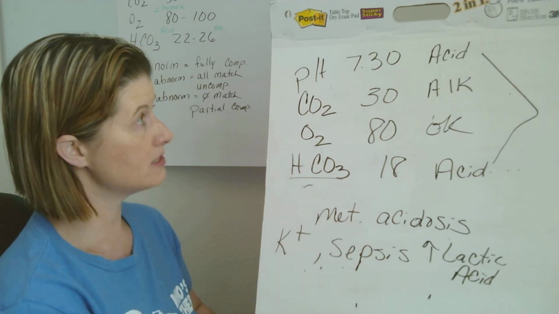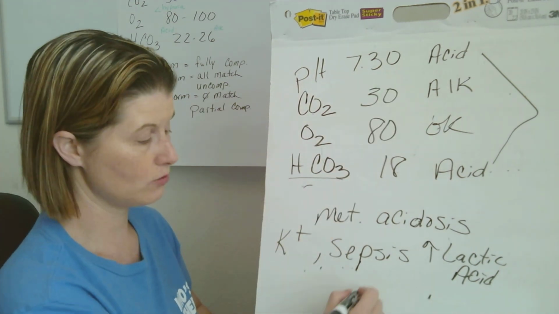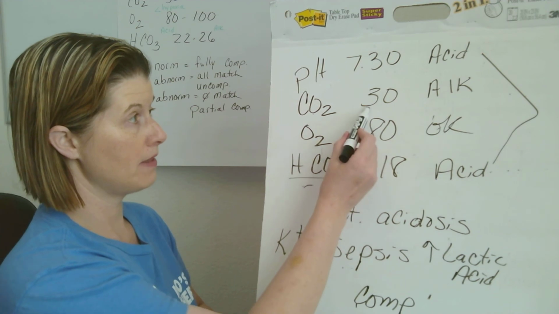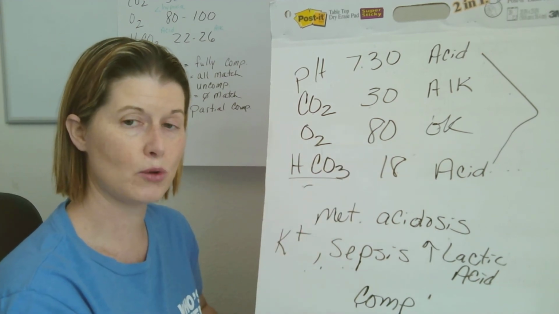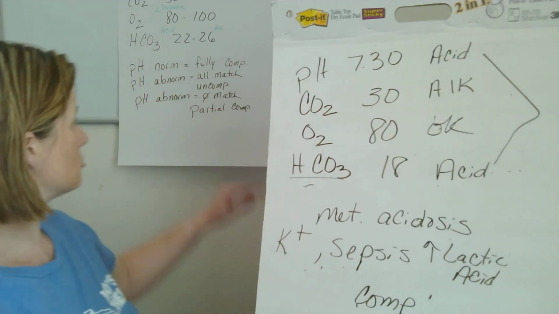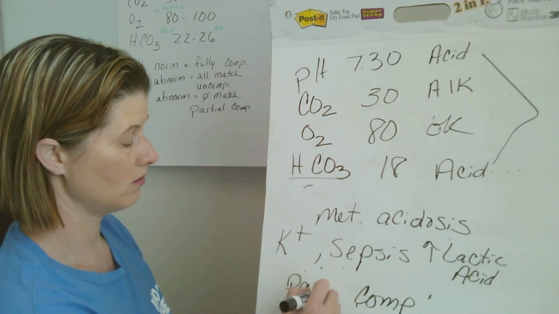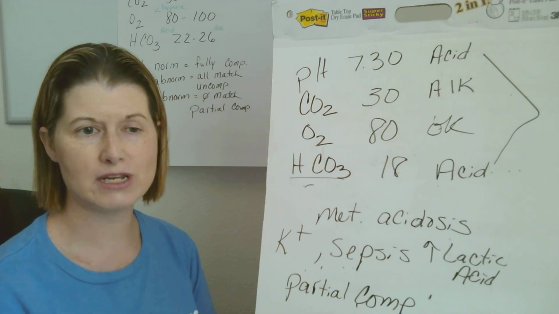Now, is it compensated, uncompensated? So the pH is abnormal, so it is not fully compensated. And the CO2 is going down. The patient's probably hyperventilating, blowing off their CO2, trying to help. These do not all match, okay? No match. So we are partially compensated.